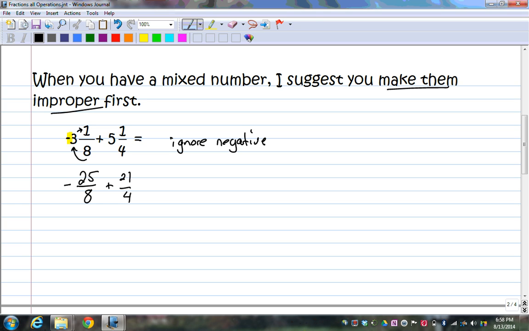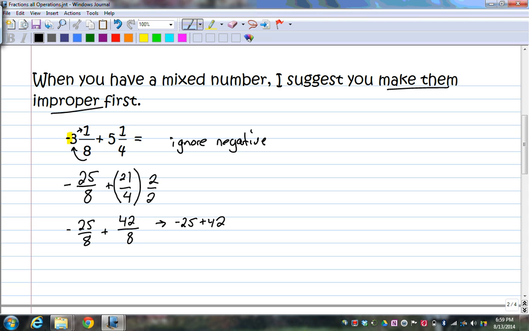All right, now we need a common denominator. It's nice because the least common denominator between these two is 8. So I only have to change this one fraction. I'm going to multiply by 2 over 2. 2 times 21 is 42 over 2 times 4, which is 8. Plus this first one, a negative 25 over 8. Now, this is when the negative has to be used. We have a common denominator, so we're ready to do the math on the top. So look at this as a negative 25 plus 42.